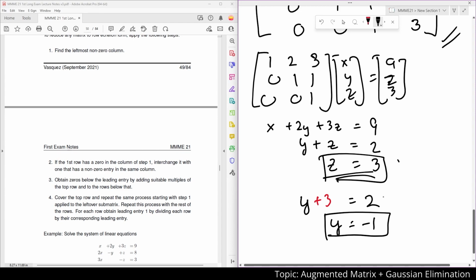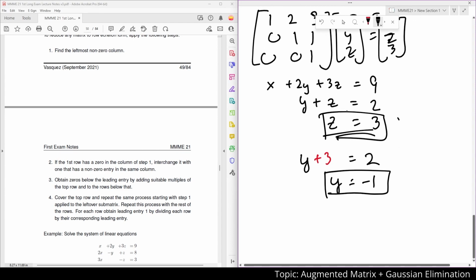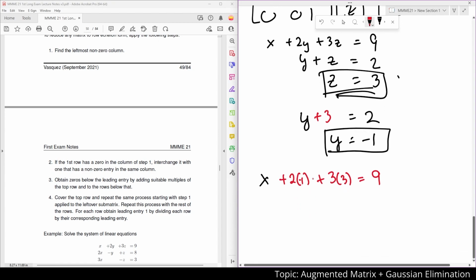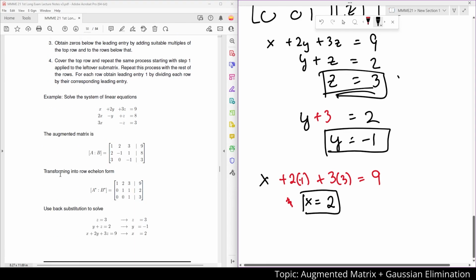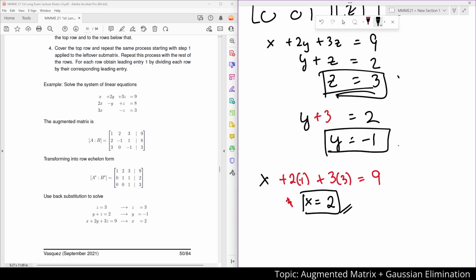So now we have a value for Z, 3, and Y, negative 1. Lagay natin dito sa expression sa taas. X minus 2 times 1 or plus 2 times negative 1. Plus 3 times 3 equal to 9. We'll have X is equal to 2. If tama yung ginawa natin, dapat makuha natin that X is equal to 2, Y is equal to negative 1, and Z is equal to 3.